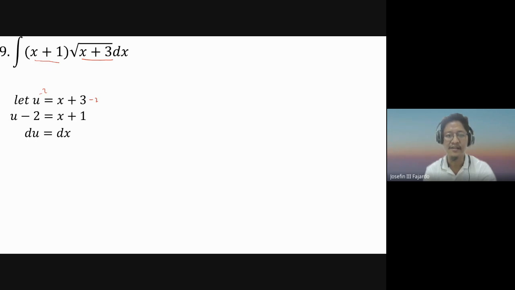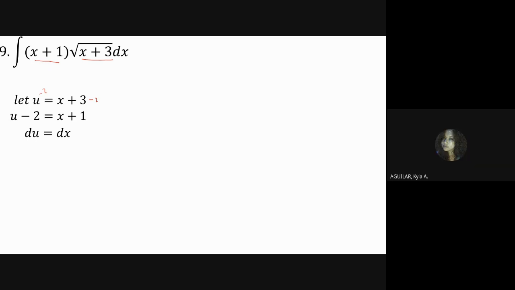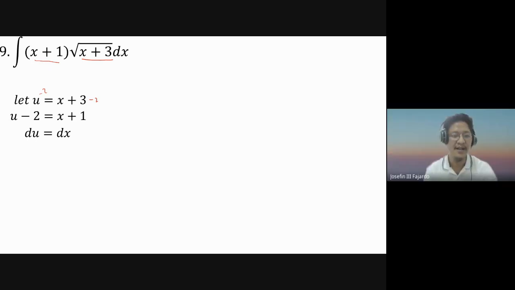Malinaw po ba ito? Opo, sir. So, kailangan kasi natin itong mga values na ito, yung x plus 1 at x plus 3, in terms of u para mapalitan natin ito ng u. Meron na tayong dx, meron tayong x plus 3, saka x plus 1. So, pwede natin siyang isulat in terms of u. Si x plus 1 is u minus 2, and then x plus 3 is u, and then du is dx.